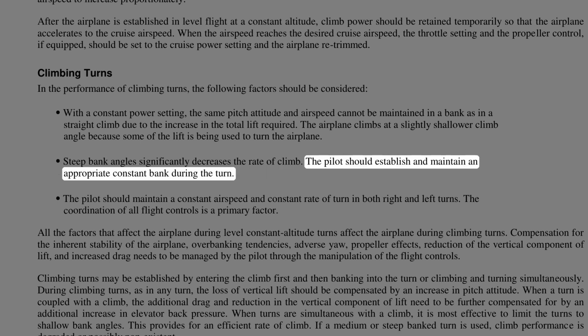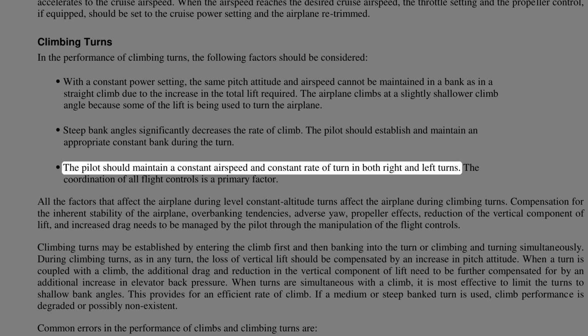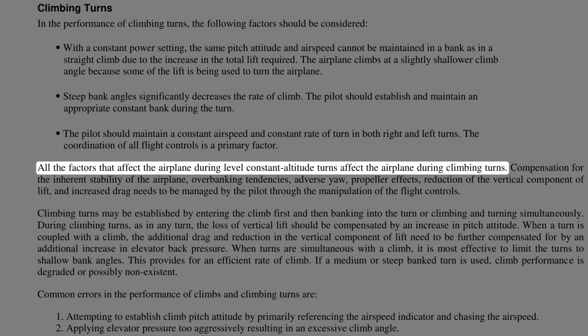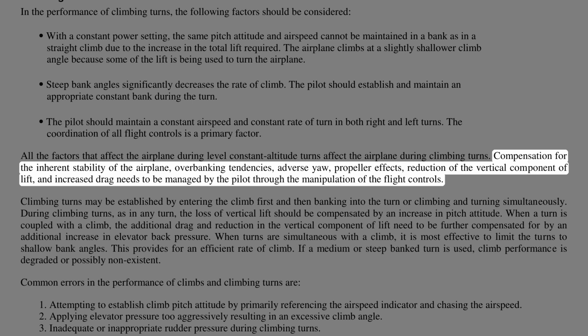The pilot should establish and maintain an appropriate constant bank during the turn. The pilot should maintain a constant airspeed and constant rate of turn in both right and left turns. The coordination of all flight controls is a primary factor. All the factors that affect the airplane during level constant altitude turns affect the airplane during climbing turns. Compensation for the inherent stability of the airplane, overbanking tendencies, adverse yaw, propeller effects, reduction of the vertical component of lift, and increased drag needs to be managed by the pilot through the manipulation of the flight controls.